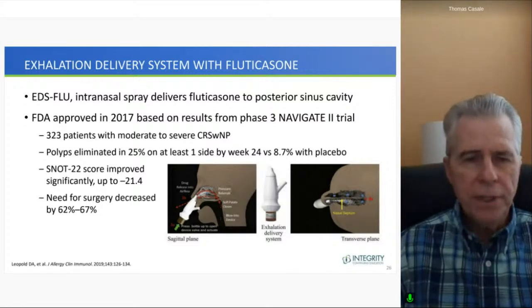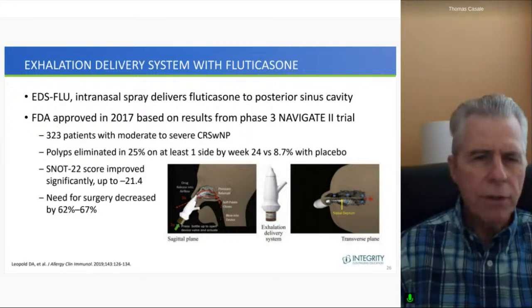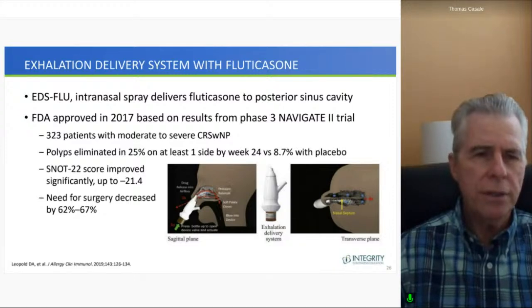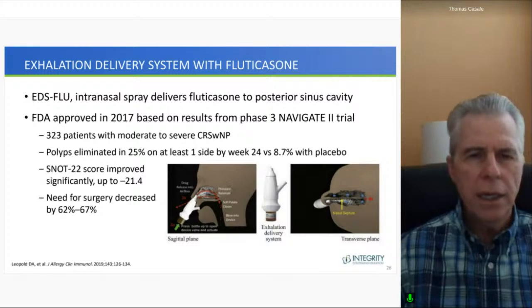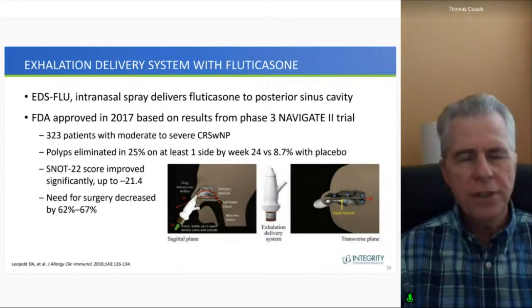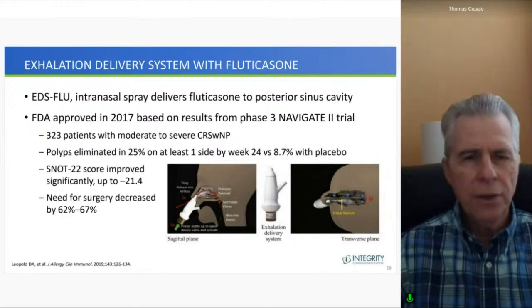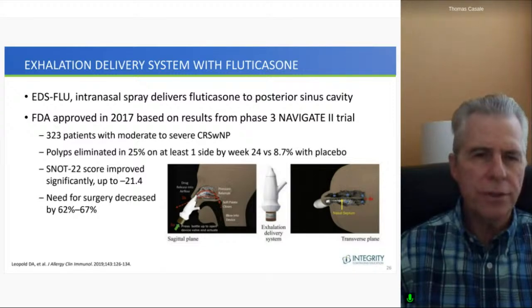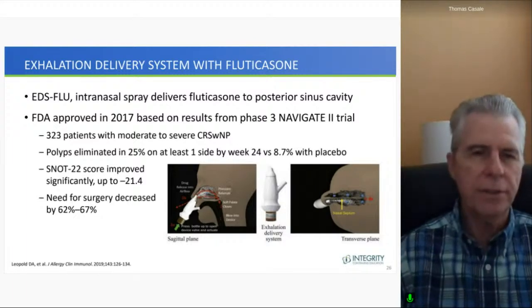So in my opinion, I would try this first before I would even consider additional surgery or a biologic. Why? Because in some patients it works very well, and although it's more expensive than regular intranasal corticosteroids, it's a pretty benign treatment and way less expensive than a biologic or endoscopic surgery.